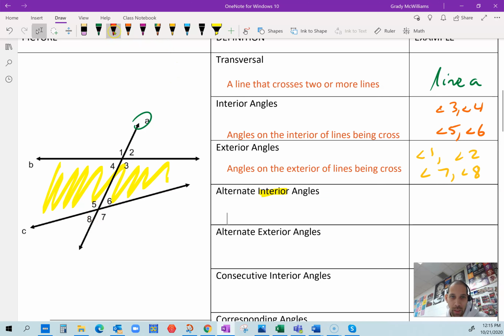Okay, so example would be this is alternate interior. Now, yes, some people would say, well, what about 4 and 3? Those alternate. They are on the interior. Yes, that's true, but I want it to also come from different groups. Okay, so this is one group from that intersection. Here's another group from that intersection. So it has to be from different intersections as well. Okay, so let's put all that together in a definition. It needs to be on different sides of the transversal.